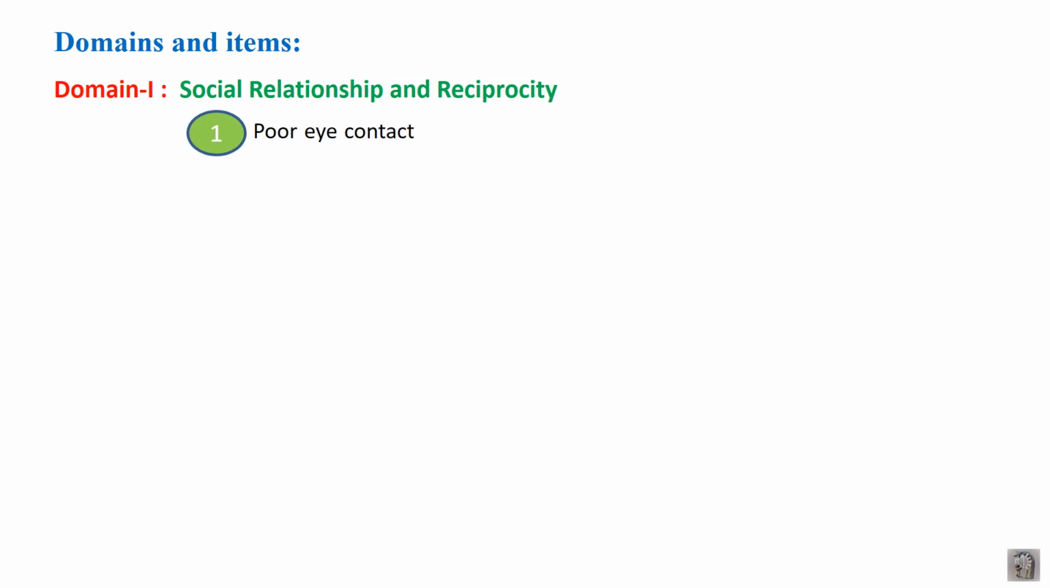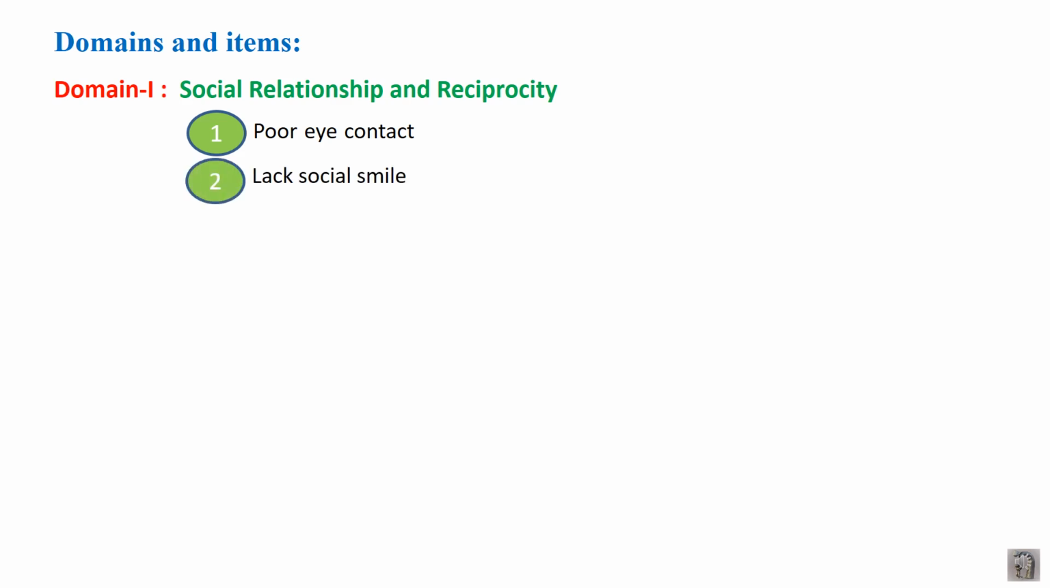Poor eye contact. An individual with autism avoids looking people in the eye. As you know, they are unable to maintain eye contact as expected for a given age. Eye contact may be unusual, such as gazing for too long on one spot, or looking sideways. That is poor eye contact, and because of this there will be difficulty in social relationships.